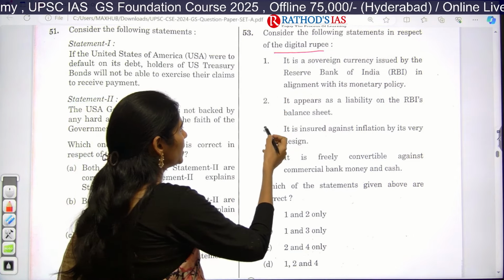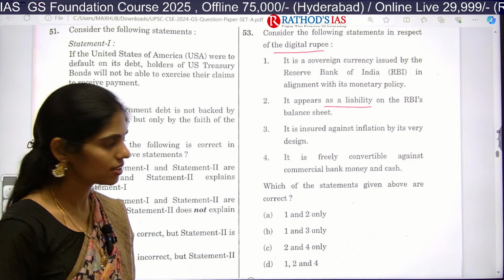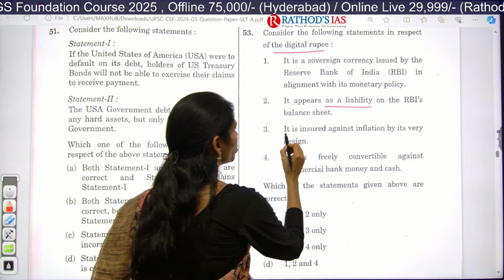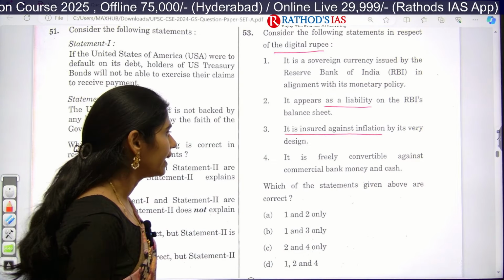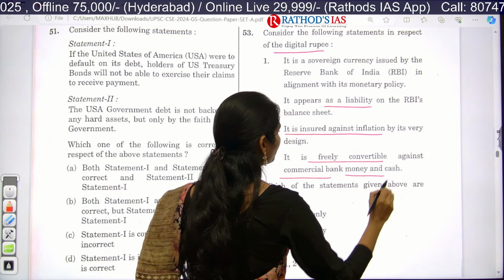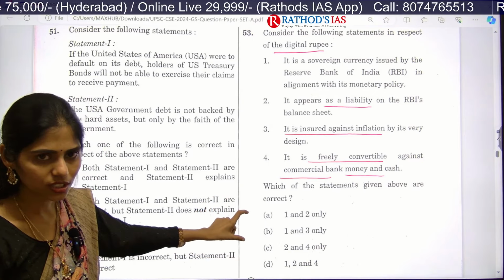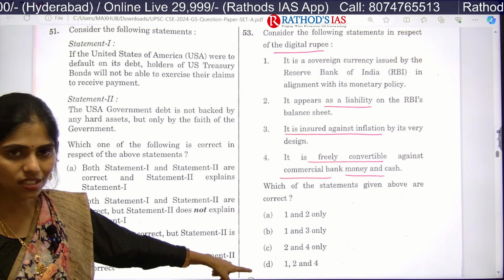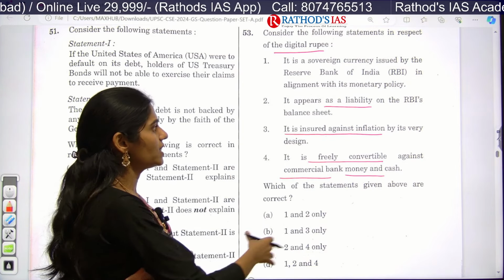And second statement is it appears as a liability on the RBI's balance sheet. And this one is it is insured against inflation by its very design. And next one is it is freely convertible against commercial bank money and cash. So if you see options, there are mostly 2 or last one is 3. So which is the odd statement here?